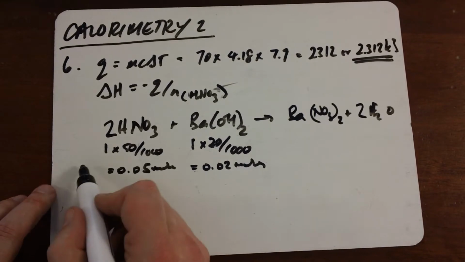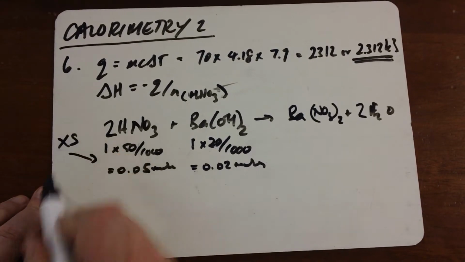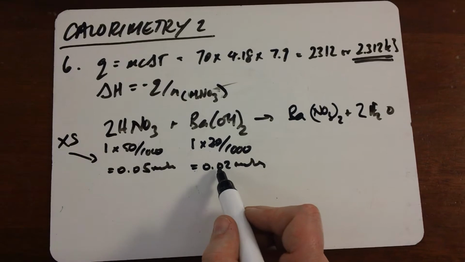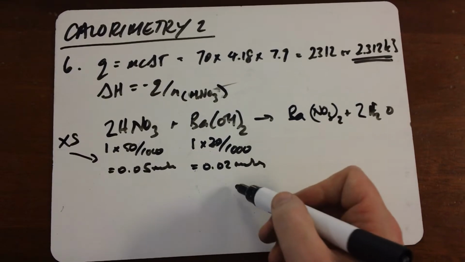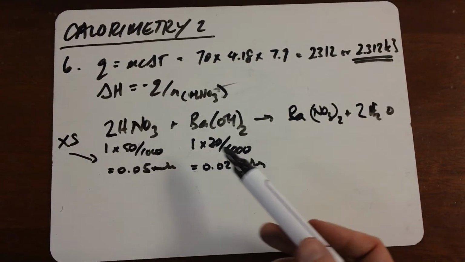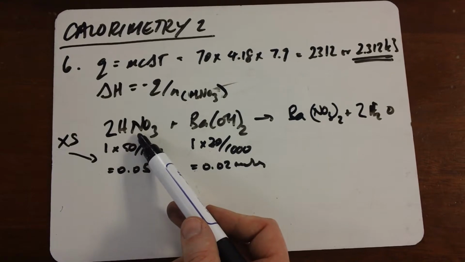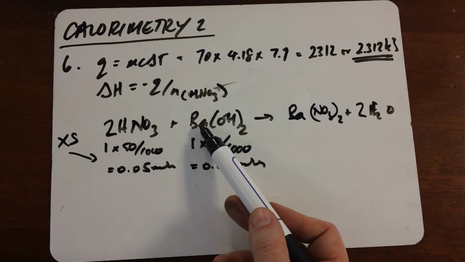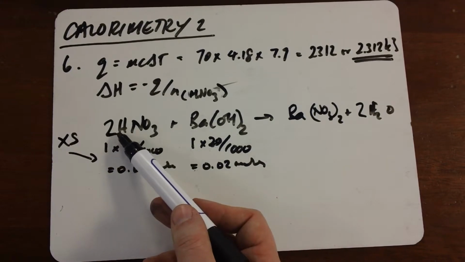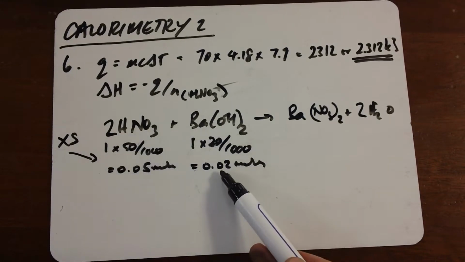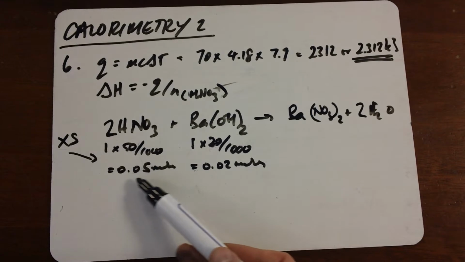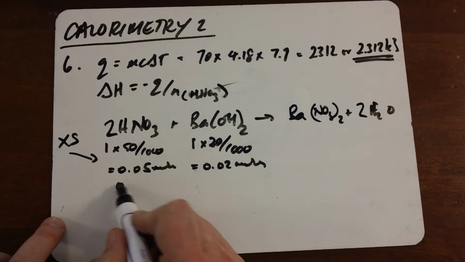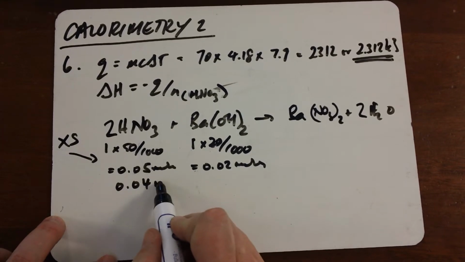So that means that this one is in excess, and that this one is the limiting reagent, and normally we would use this value. However, in the question it asks for us to use the number of moles of this that's reacted. So if we now look at the stoichiometry, for every 1 mole of this we need 2 moles of this. Now we're given the limiting reagent 0.02, so for every 0.02 moles of this, then 0.04 moles of this will have reacted.